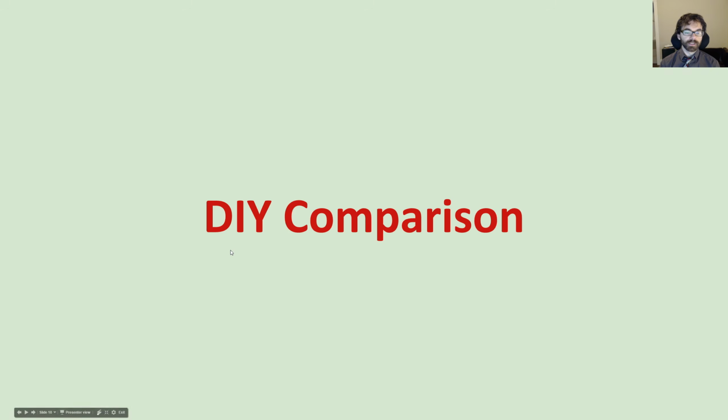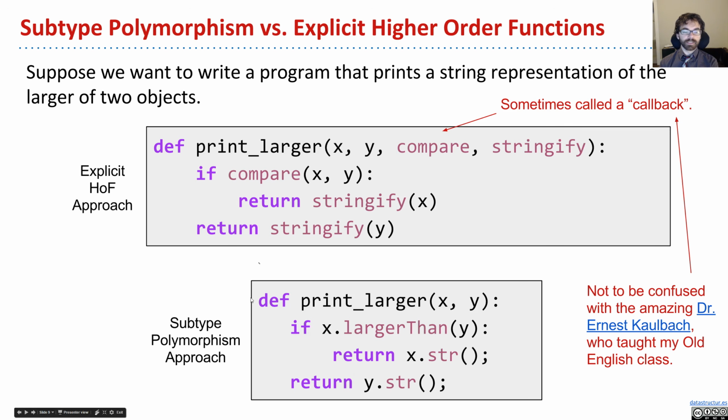Now, another approach is the subtype polymorphism approach. In this way, we say print larger of two objects, and we simply say if x is larger than y, we'll return x.string, let's say. Otherwise, we'll return y.string. And so in this language, which has semicolons for some reason, whereas this one doesn't, I don't know, I just made it up, the object itself makes the choices. This right here, we have subtype polymorphism. The actual larger than function that gets called is based on what x and y actually are.